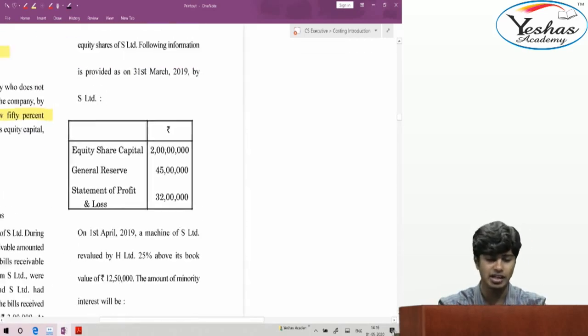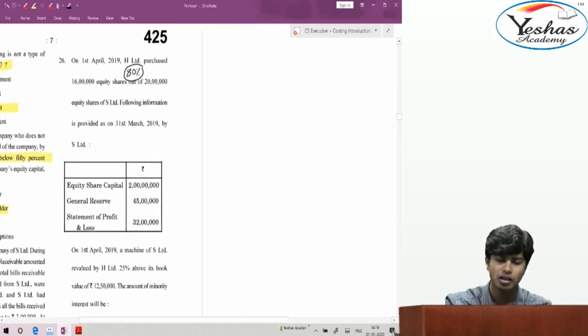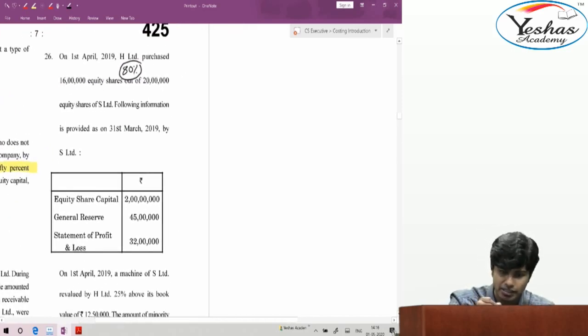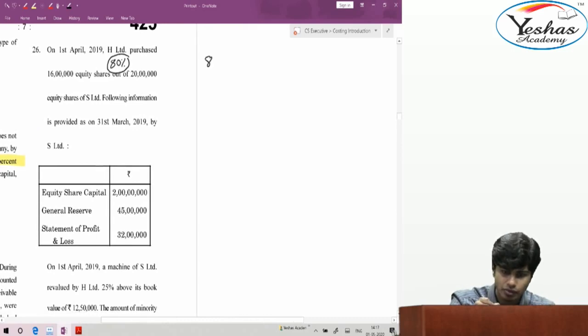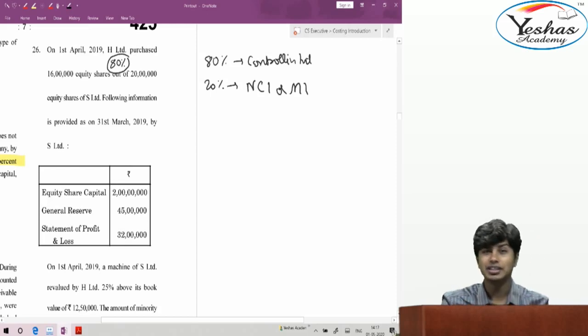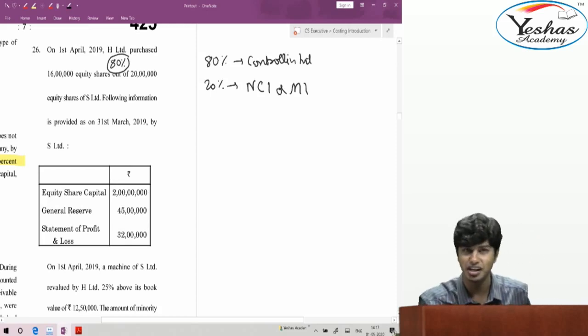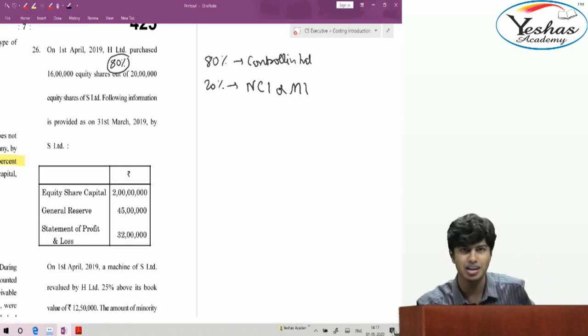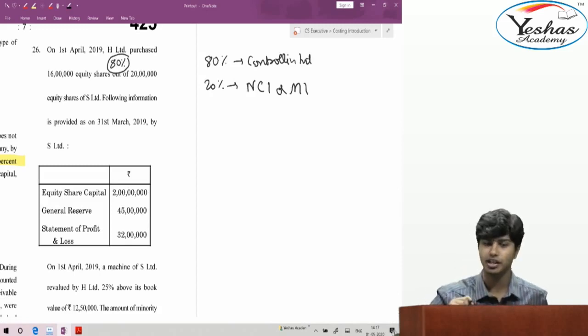Minority interest is what they're asking. Okay, how much is minority? If you basically see, 80% is controlling interest, 20% is non-controlling interest or minority interest. The term controlling interest, non-controlling interest is in Ind AS, whereas in accounting standards, the term is only minority interest and holding. We have referred to this in the consolidation chapter.